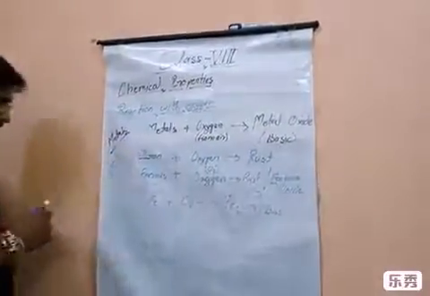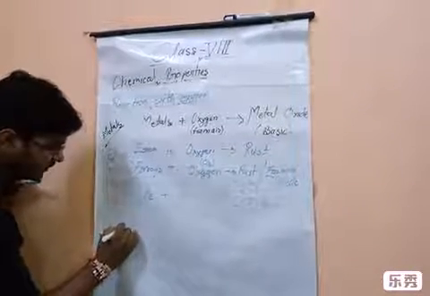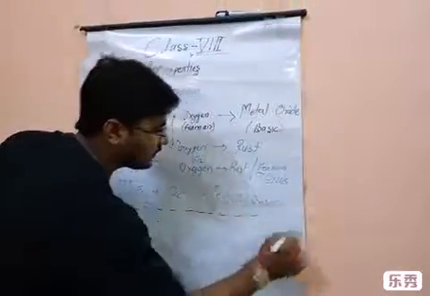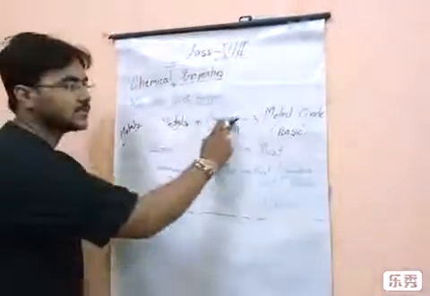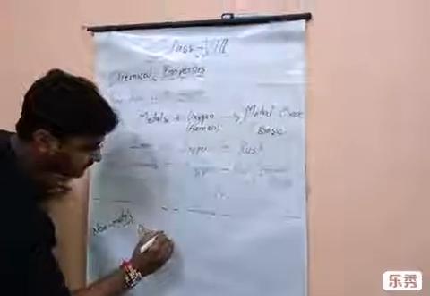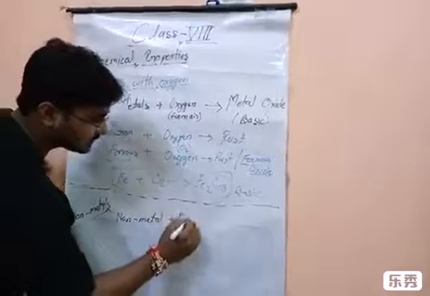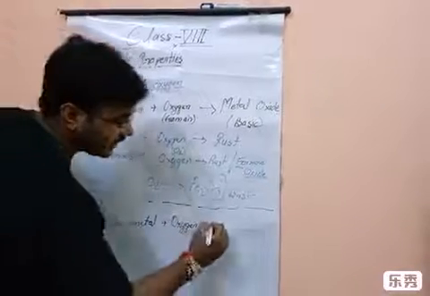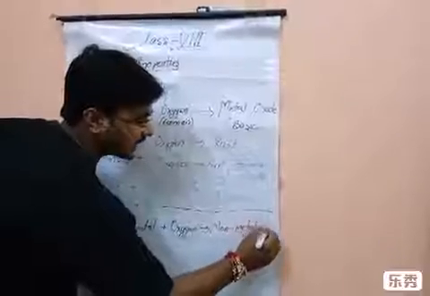Now next is non-metals. Metals are clear, and now it is non-metals. In non-metals, the same process is followed. As a metal reacts with oxygen and forms metal oxide, here a non-metal reacts with oxygen and forms non-metal oxide.